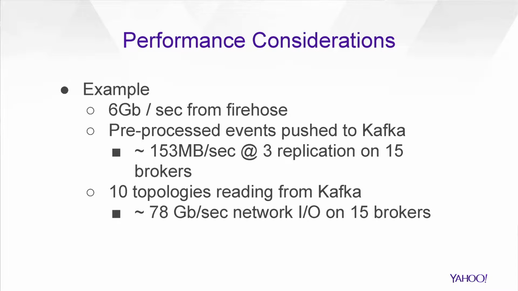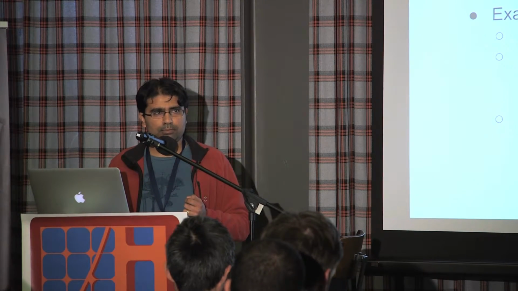Let's go through an example. Let's say we have a fire hose producing events at a rate of 6 gigabits per second. We would need to pre-process all of our events and perform our common lookups and push those events to Kafka. If our replication factor was 3 and we had a 15-node broker cluster, that amounts to roughly 153 megabytes per second disk I/O on each broker. If we had 10 topologies reading our pre-processed events from Kafka, our network I/O across the 15 brokers would be approximately 78 gigabits per second, which is a lot of I/O, right?